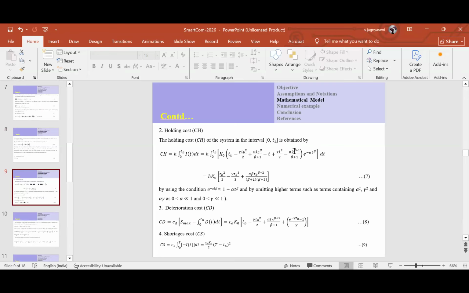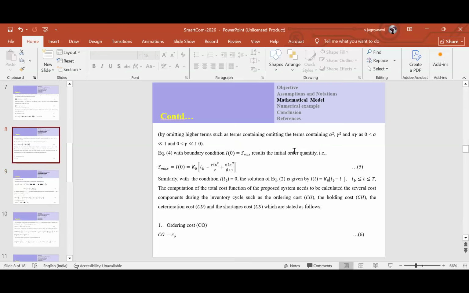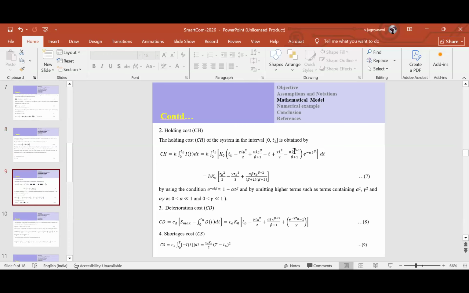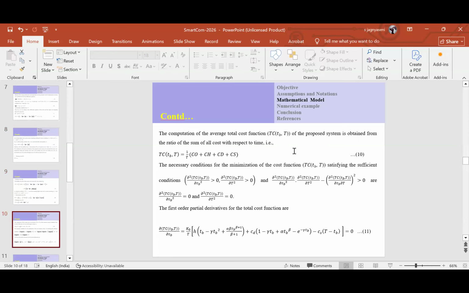After that, we find each of the costs. First we find the ordering cost, then the holding cost, where we put the formula of holding cost, that is CH equal to integral 0 to tb of I(t) dt. Then after that, we similarly find the deterioration cost and the shortages cost.